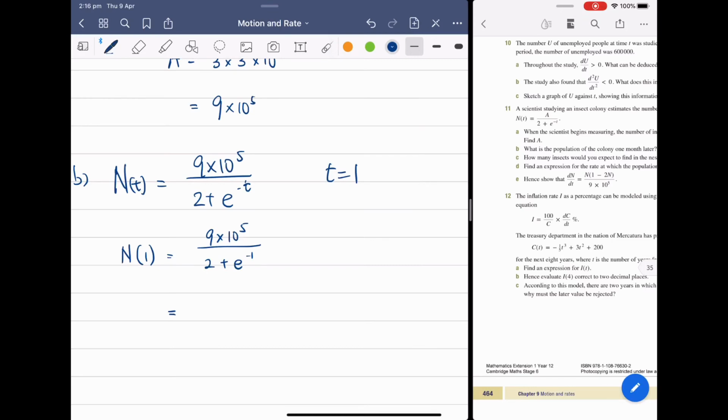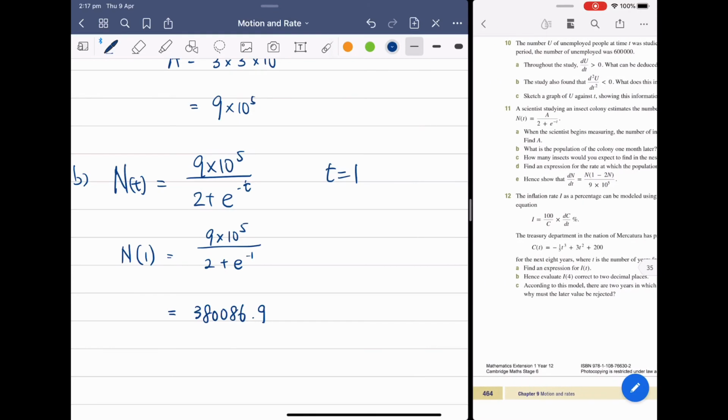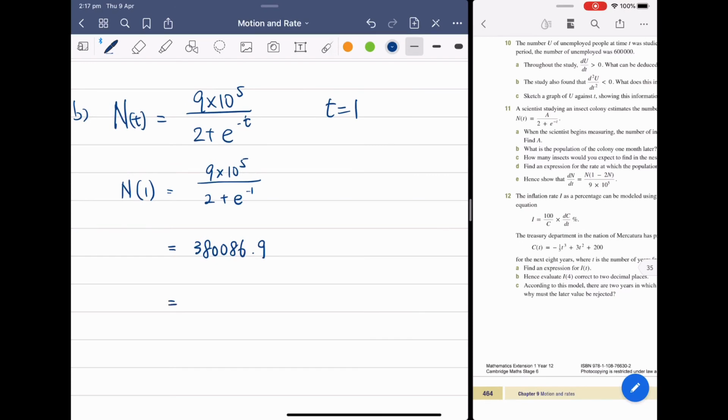So 9 times 10 to the power of 5 divided by 2 plus e to the power of minus 1. The answer is this. We're talking about the number of insects, or the population, so we can do the rounding. If we were to round to the nearest whole number, it will be 380,087. That's how you do it.